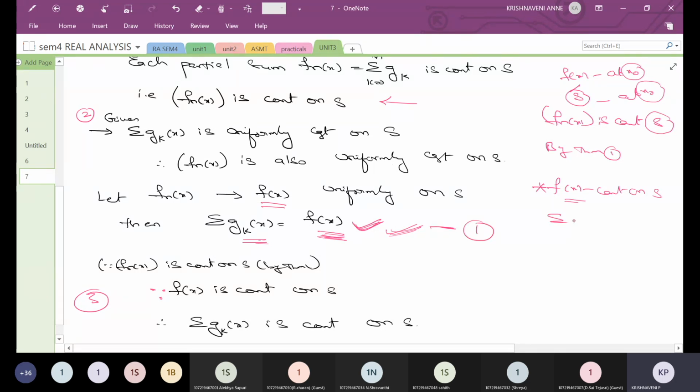Okay. Now check this equation 1. In equation 1, it is summation gk of x equal to f of x. Now what did I conclude here? Right hand side is continuous, I told. So when right hand side is continuous and the series is equal to f of x, definitely the series will be continuous on S. We are supposed to prove the same thing. We are supposed to prove that summation gk of x represents a continuous function. The same thing we have proved here. Understood?